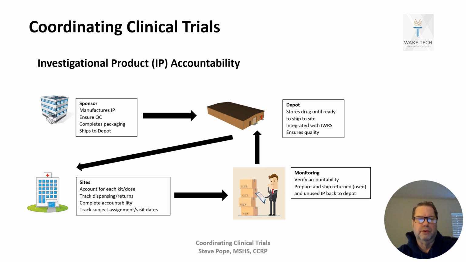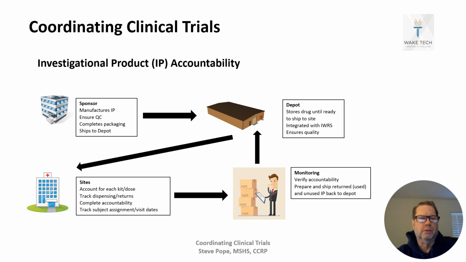They're going to store the drug until it's ready to ship to the site, and they're going to use the IWRS system as their means of indicating what items should be shipped to the site. Once they ship it out, the site is going to be notified that a shipment is on the way. They'll probably get an automated email out of the IWRS system that the depot company has made that shipment available and that it's on its way.